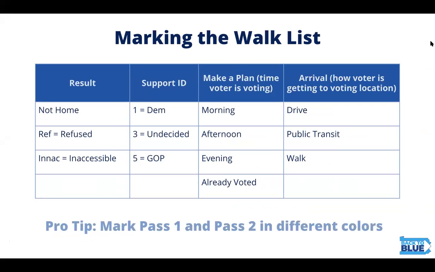Then you'll go on to making a plan with the voter, and you'll ask them what time they are voting. You should check off if they're voting morning, afternoon, evening, or already voted. And then how are they planning to arrive to wherever they are voting? Are they driving, taking public transit, or walking? And a pro tip is if you are doing a second pass, you should try to fill it out in a different colored pen than the first pass. It just makes it easier to see.